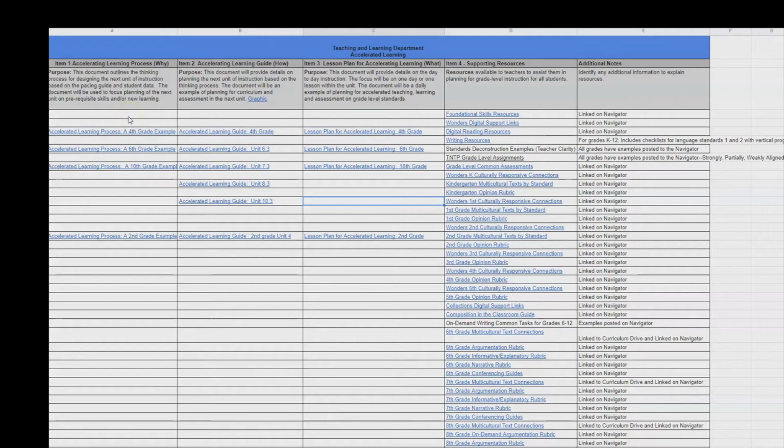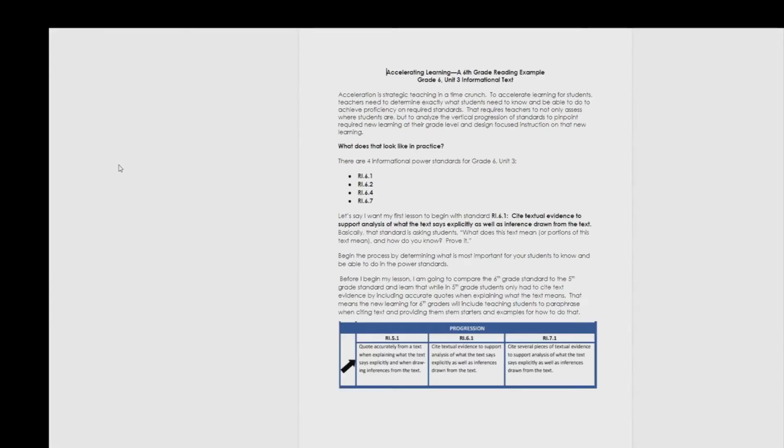Let's take a look at the Accelerated Learning Toolkit. Notice that there are 4 types of resources for primary, intermediate, middle, and secondary level teachers: an accelerated learning process, an accelerated learning guide, a sample lesson plan, and other supporting resources. Let's begin by focusing on the Accelerated Learning Process document.